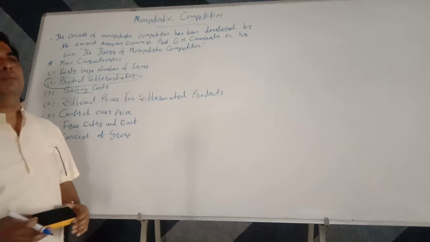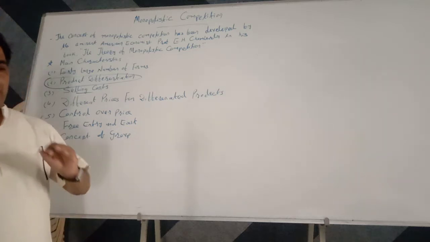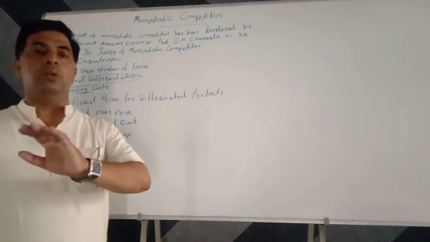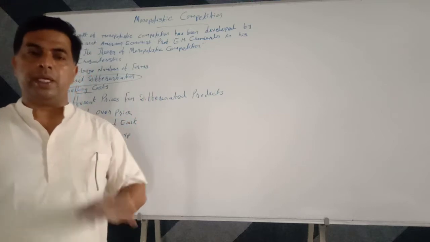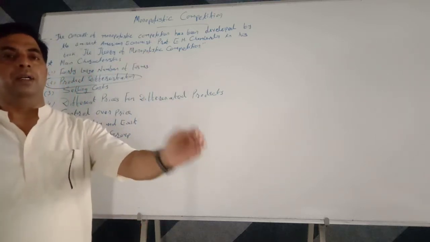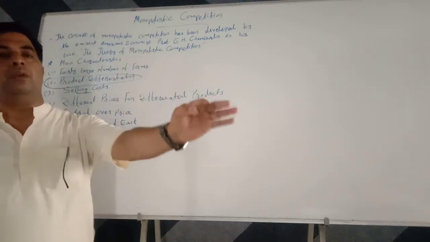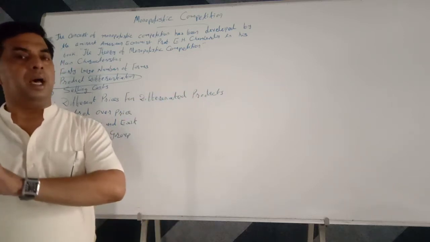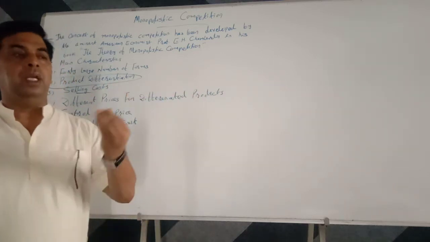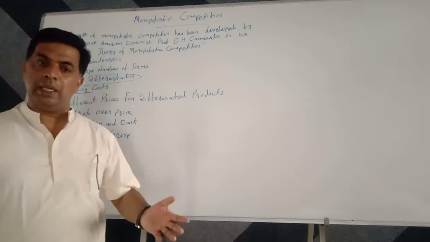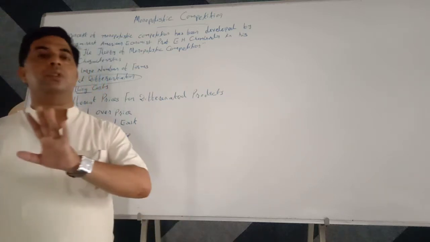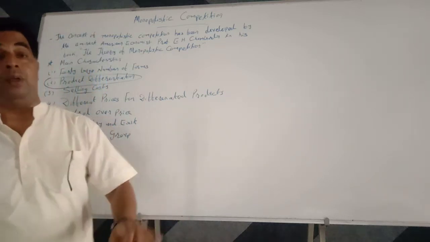Here, a very important point to be noted is that in perfect competition there is no need to incur selling cost or advertisement expenditure. Why? Because buyers and sellers have perfect knowledge of the market and products are homogeneous. In monopoly, there is a single seller, a single firm in the market. There is no need to incur selling cost.